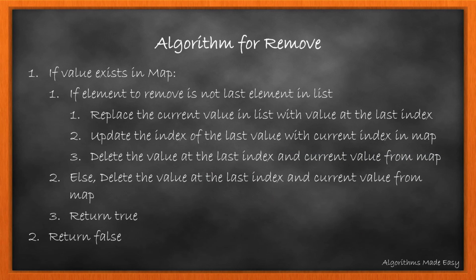The algorithm will look like this. If the value exists in the map, then we see if the element index is the last index of the list. If it is not, then we replace the current value in the list with the value at the last index. Then we update the index of the last value in the map with the current index and then delete the last index from the list and the current value from the map. Else we need to just delete the last index from the list and the current value from the map. Then we return true. If the value does not exist, then we return false.